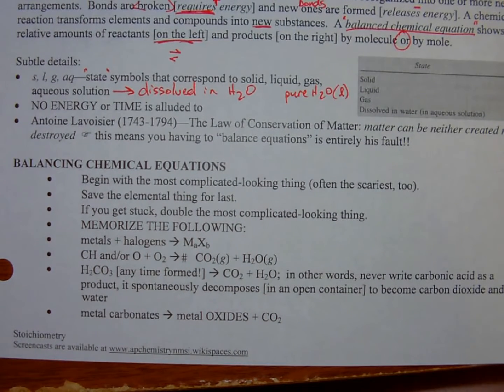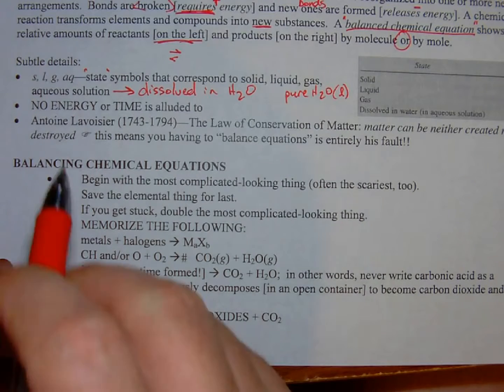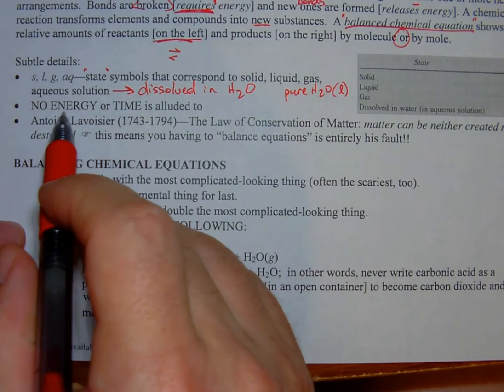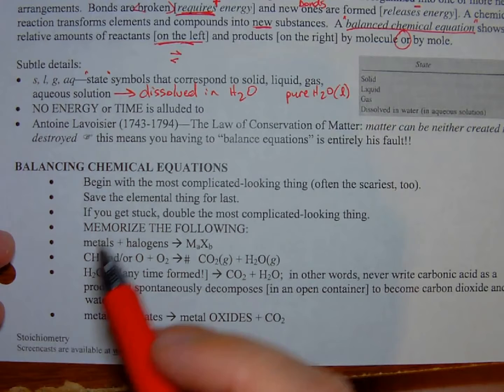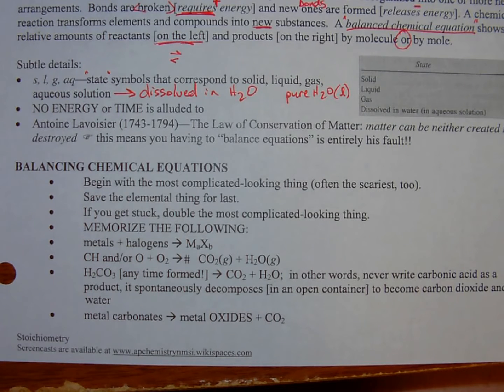This might not make sense to you right now. You might not know why it's important, but you will once we get to kinetics. By this information, no energy or time is alluded to. Right? We have no information about how much energy was required, the activation energy that is put into this reaction, and we do not know how long it takes for this reaction to proceed. Just by looking at the balanced chemical equation, we do not get any of that information. That's a completely separate can of worms, which we will open later.